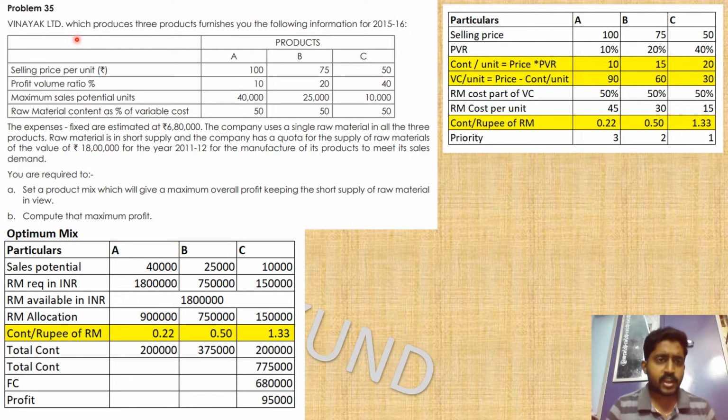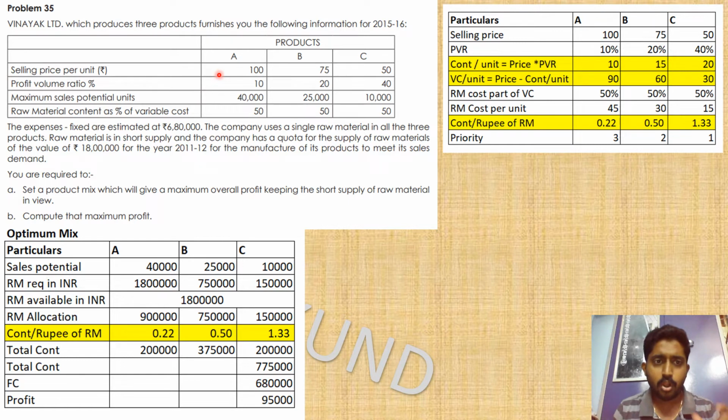Okay, so let's go ahead with the problem. Vinayak Limited, which produces 3 products, furnishes the following information for 2015-16. Products A, B, C are the products. Selling price is given, PV ratio is given, maximum sales potential is also given, and raw material content as a percentage of variable cost. So variable cost has to be found. Yes, we can find the variable cost.